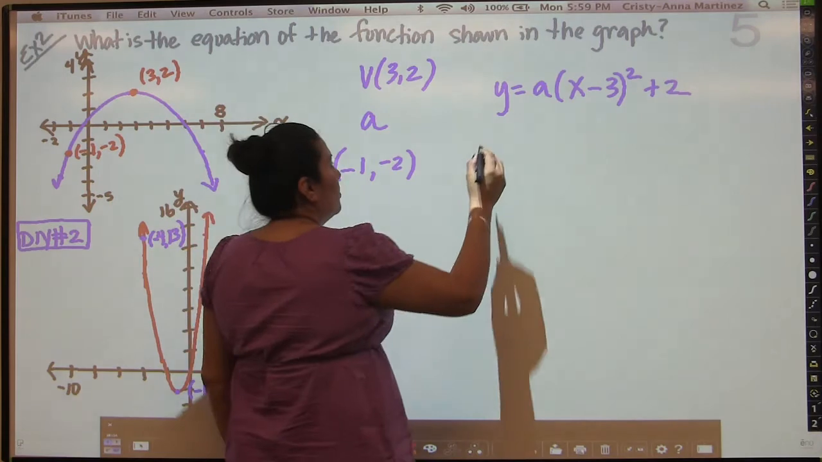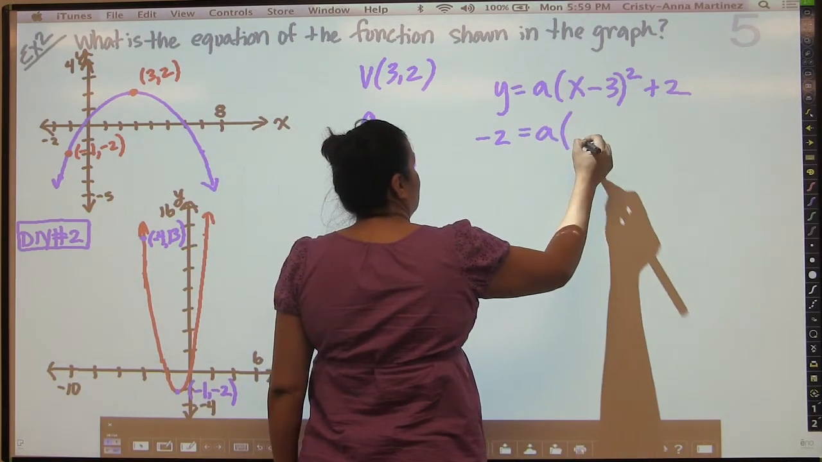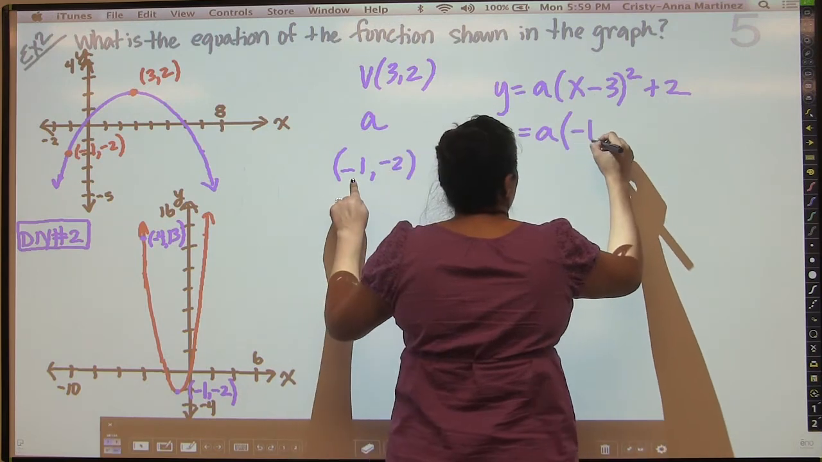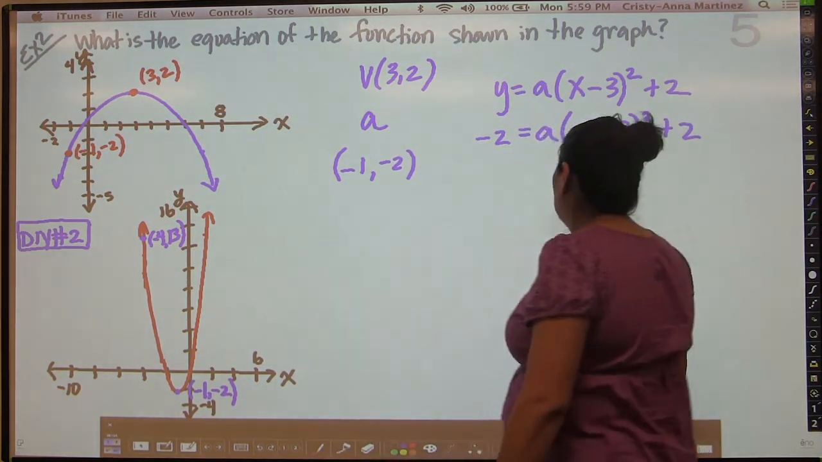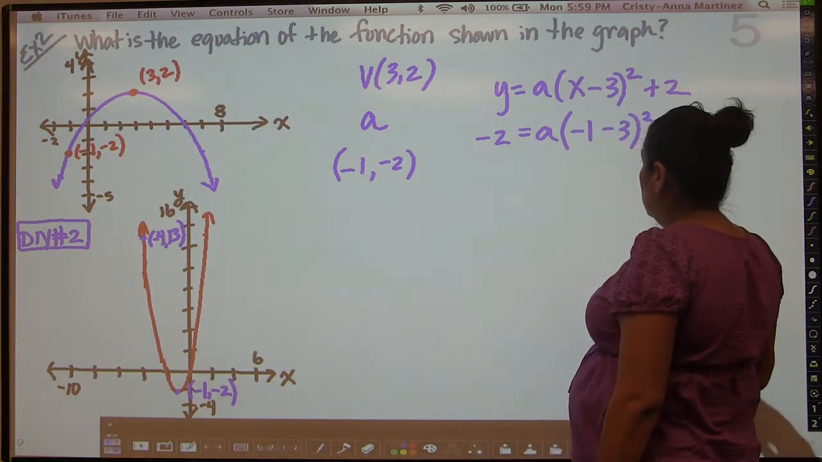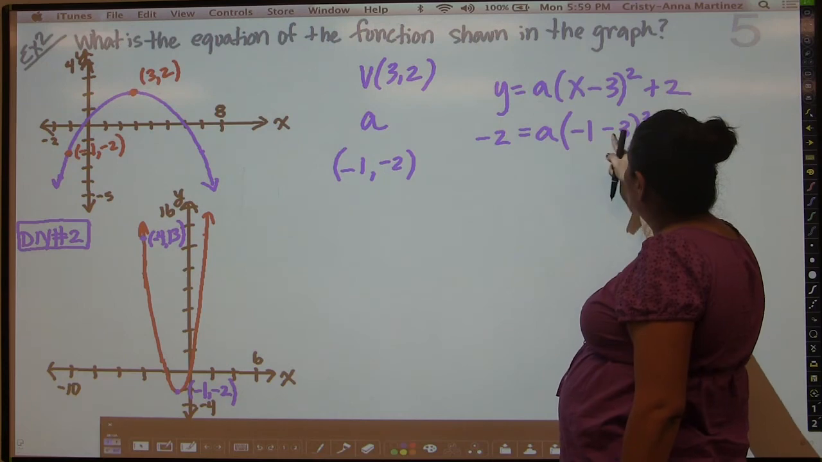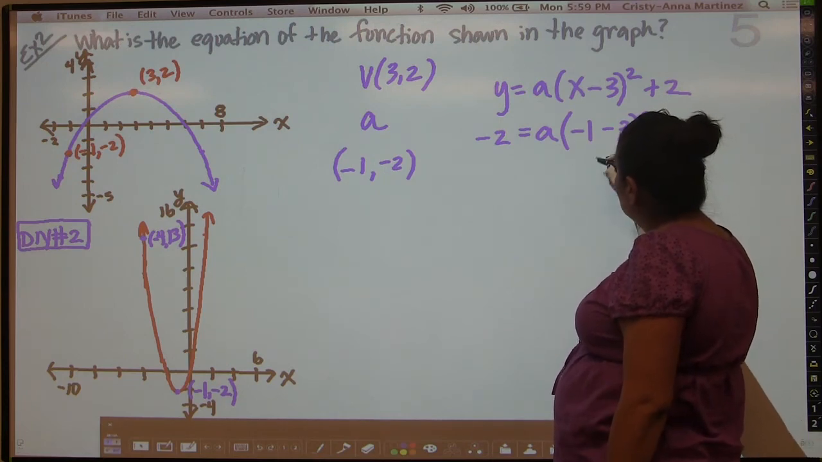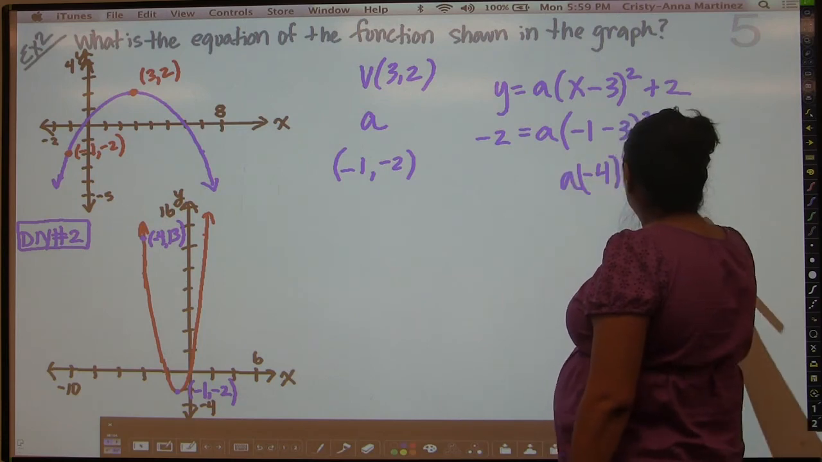So what we're going to do is plug in those values for x and y and solve for a. So we're just going to plug in negative 2 for the y value. We don't know what a is, but x is negative 1. Then we have minus 3 squared plus 2, and all we have to do is solve for a. So the first thing we want to do is negative 1 minus 3 is negative 4. And there's still an a there.